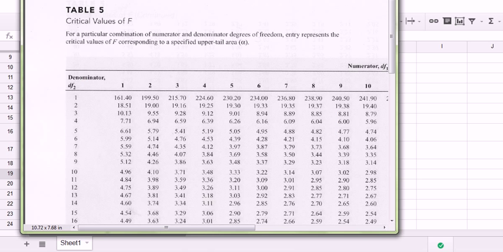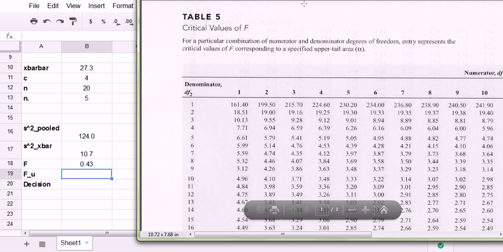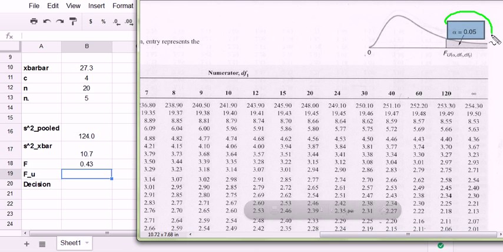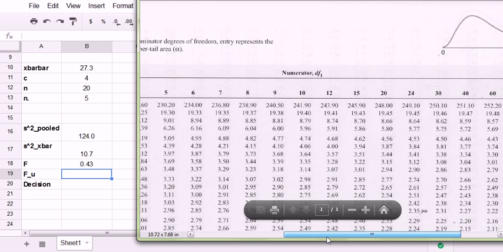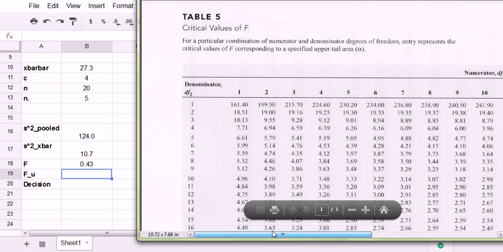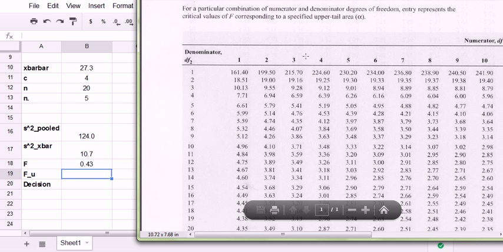So I pull up my table. We've done this a few times by now. I'm in the correct table. Alpha is 0.05. My numerator degrees of freedom was 3. My denominator degrees of freedom was 16. So I see that 3.24 is my F upper critical value. I'll take that and I'll put that here. And I'm almost ready to make my decision.